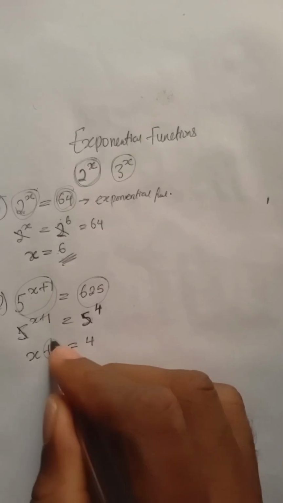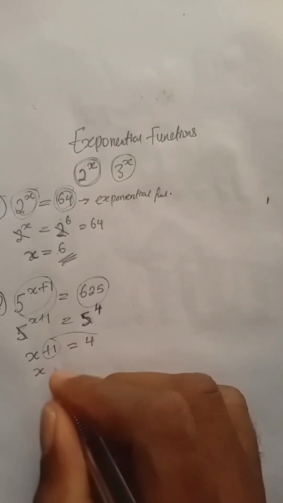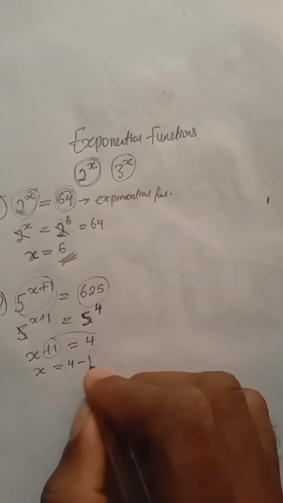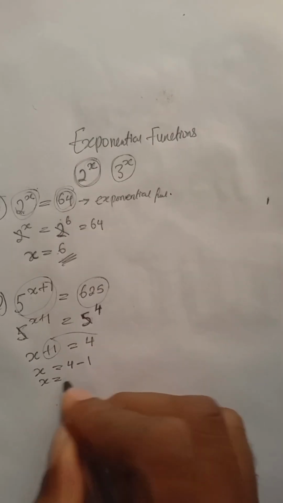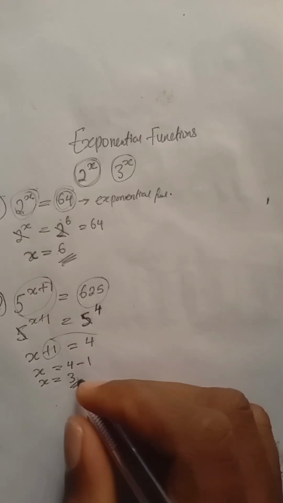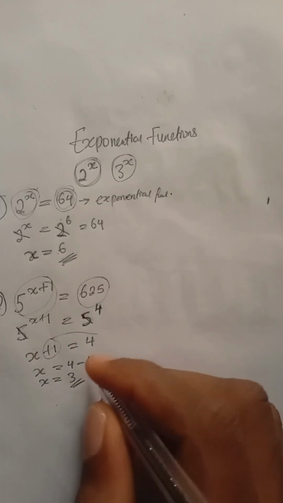So when we collect like terms, 1 will cross over to the other side. We'll be left with x. So x is equal to 4, then the sign will change to minus 1. Then x is equal to 4 minus 1, which is 3. This is our final answer. So that's question number 2.